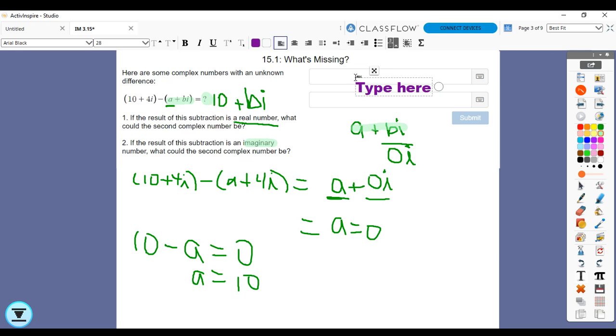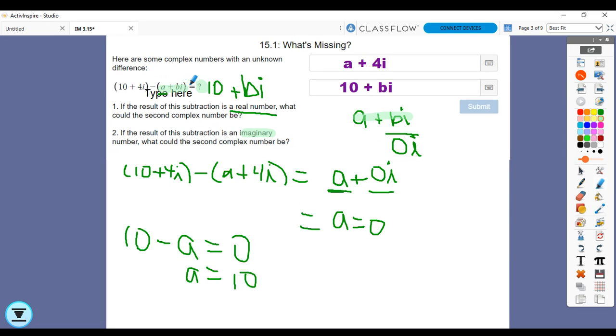So this answer should be a plus 4i, and this one is 10 plus bi. This would be the complex number, so that when you subtract it from this part over here, this number minus a plus 4i makes a real number, and this number minus this part makes an imaginary number.